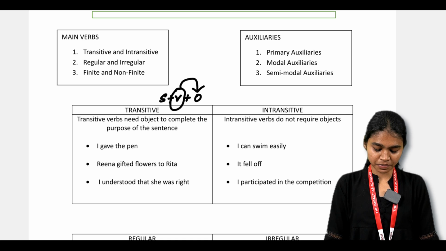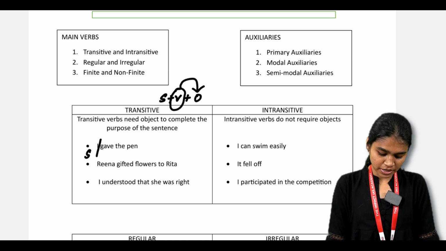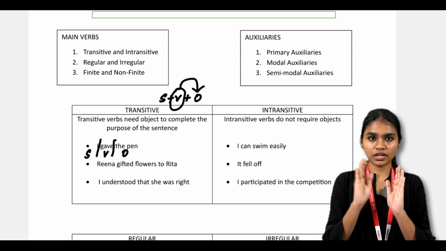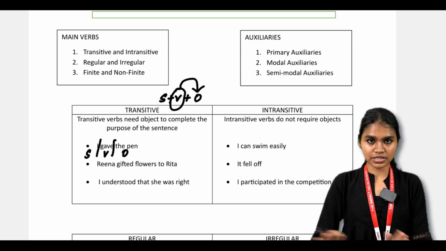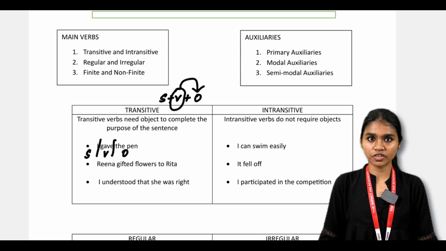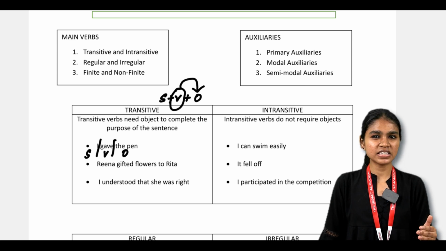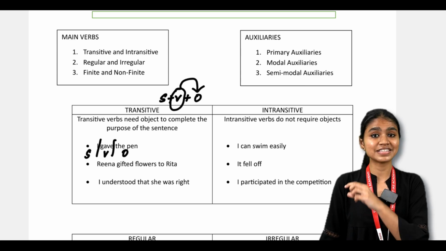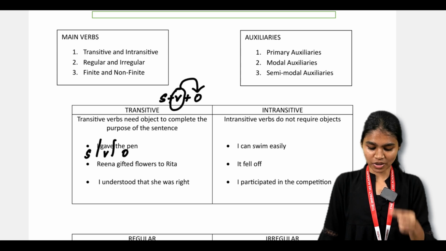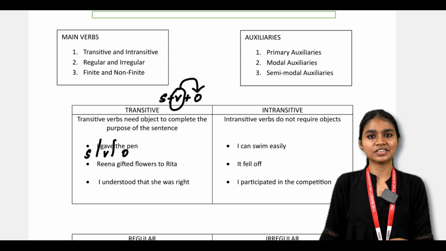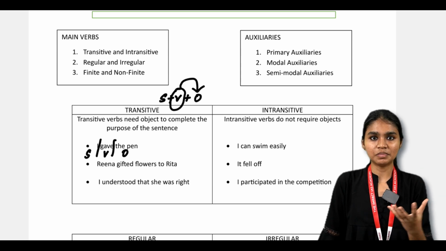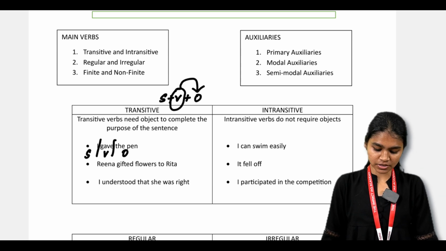Let's look at the examples. I gave the pen. I is the subject here. Gave is the verb. Pen is the object. Now, object-ஆ இருக்கிற அந்த பெண்ணை இப்போ let's keep it aside. Look at the sentence without the object. I gave. Does it make any sense? Does it give a complete meaning? No, right? So object இருந்தா மட்டும்தான் the sentence க்கு ஒரு complete meaning கிடைக்குது. So அதனால தான் transitive verbsக்கு வந்து object இருந்தா மட்டும்தான் the sentence gets a complete meaning, a whole meaning for the sentence.